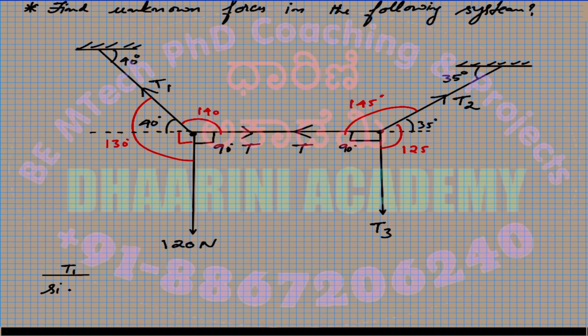T1 divided by sine 90 is equal to T divided by sine of 130, that is equal to 120 divided by sine of 140. So T1 divided by sine 90, T divided by sine 130 equal to 120 divided by sine of 140. Right. Using this, we have to calculate what is T and what is T1. Okay, so let's calculate.